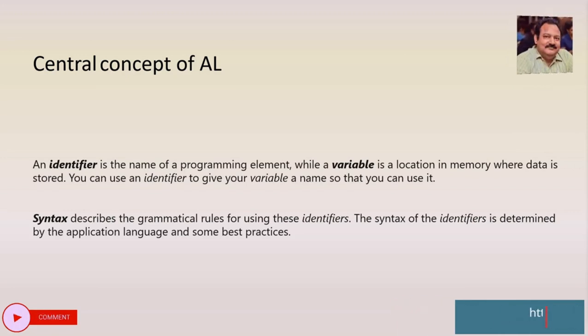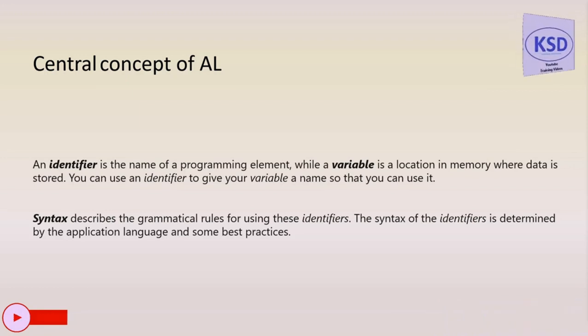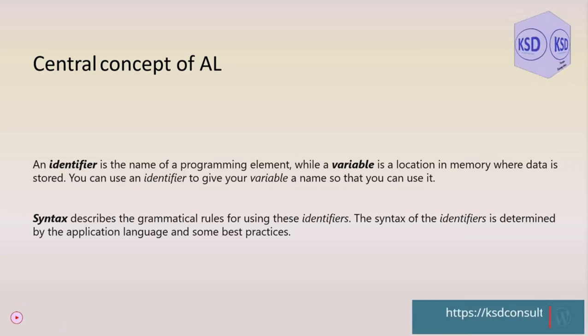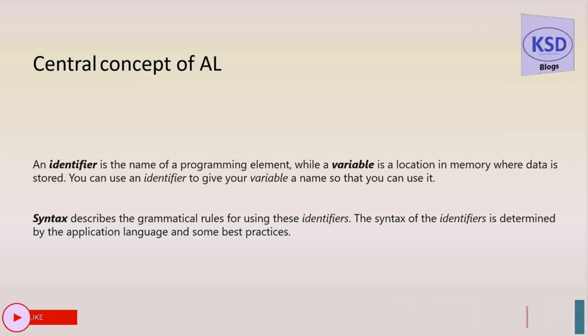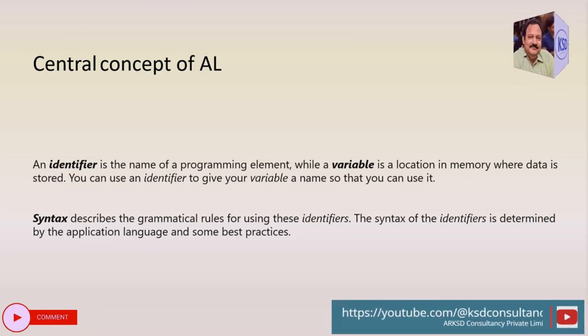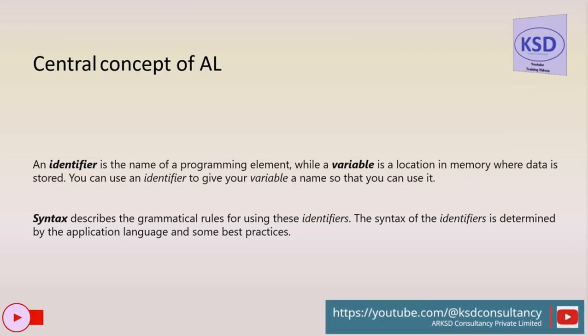So you can use an identifier to give your variable a name so that you can use it. Basically, it will be easy to access those values by some name rather than referencing the address of any particular area of your memory.